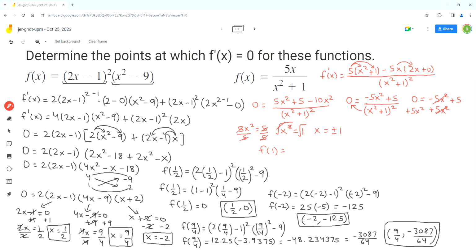f of 1 will be equal to 5 times 1 over 1 squared plus 1. So we get 5 times 1 is 5 and in the denominator 1 squared is 1 and 1 plus 1 is 2. So the first point is 1, comma 5 over 2.